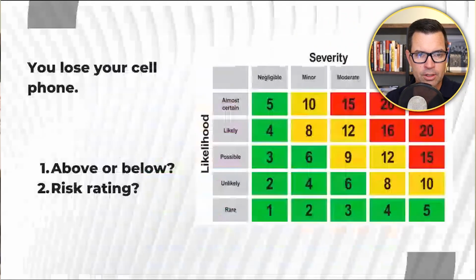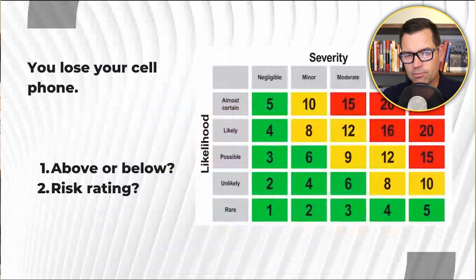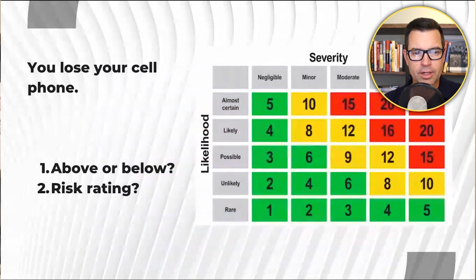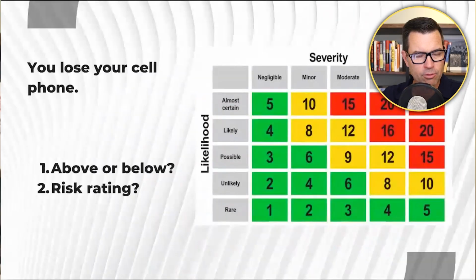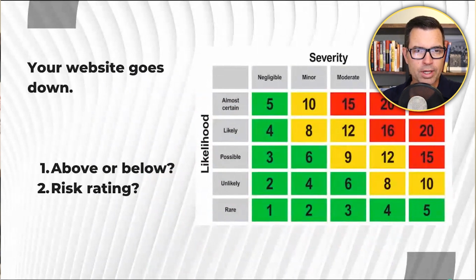The first scenario is, what if you lose your cell phone? First question: is this above the waterline or below the waterline? Is this an extinction level event if you lose your cell phone? And then how would you rate this risk? How likely is it, and how severe would the consequences be? For some of you, it's pretty likely. Maybe you lose 2 or 3 phones a year. For some of you, it could be a catastrophic event because you run your entire business on your cell phone. But how would you rate that using those 2 questions? Is it above or below the waterline? And number 2, how would you rate that risk?